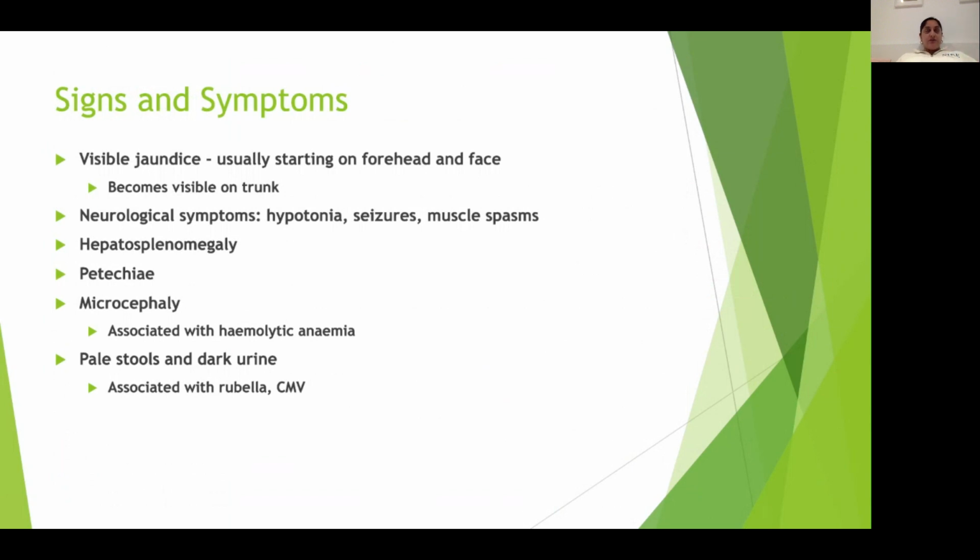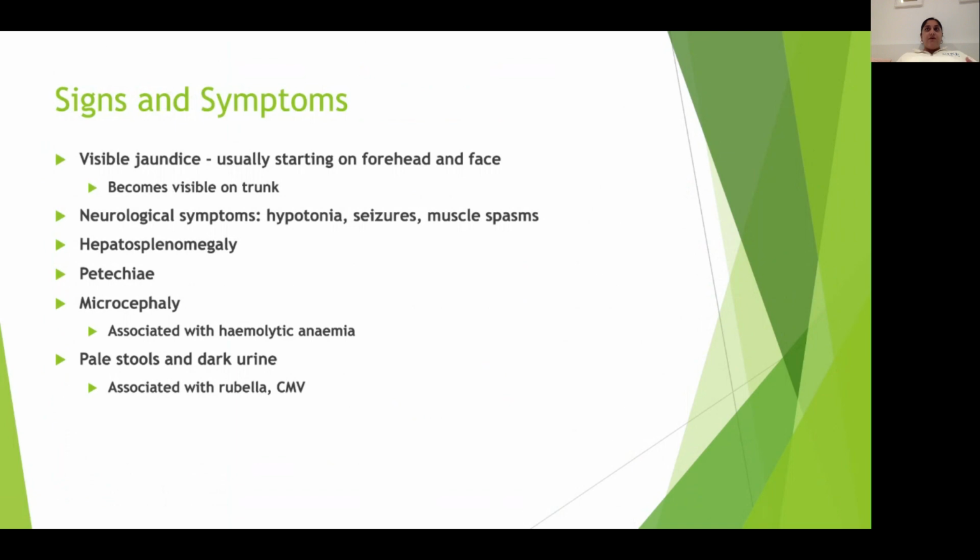Hepatosplenomegaly is something that you can also look for. Obviously, it can be quite difficult in a neonate to assess the size of their liver and spleen because they have such a small abdomen anyway. But usually by palpating, you sometimes can feel the liver. As you get more experience examining babies, once you've felt a big liver, you kind of know what that feels like, and it takes up quite a lot of the abdomen.